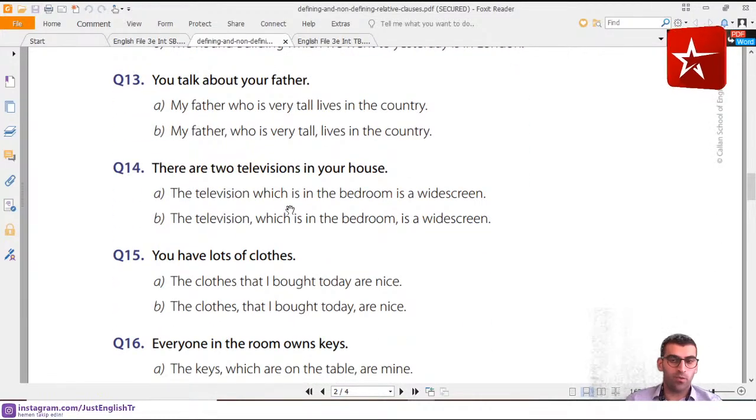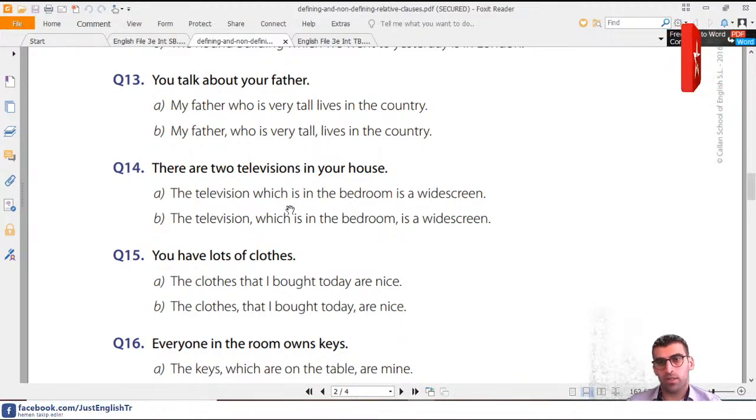And question number 13. You talk about your father. My father, who is very tall, lives in the country. Which one is correct? A or B? For question number 13.